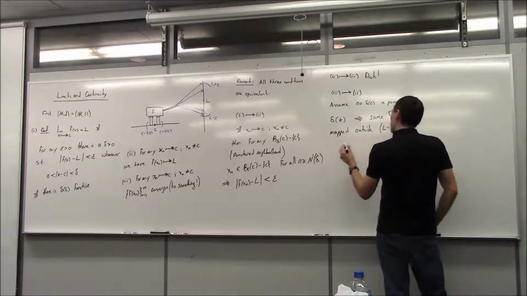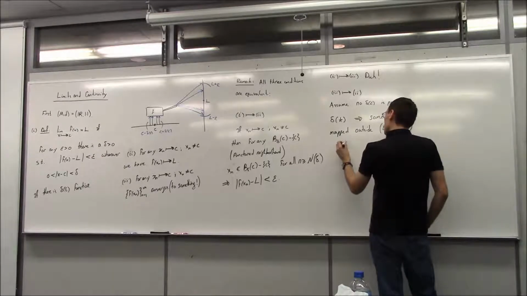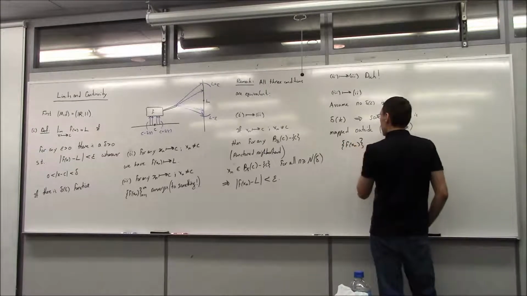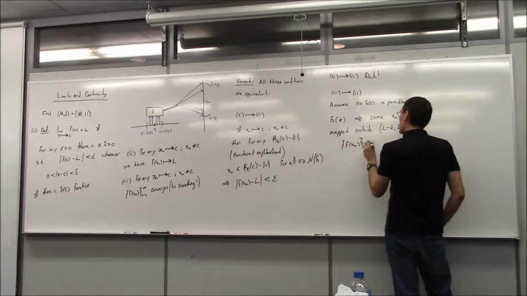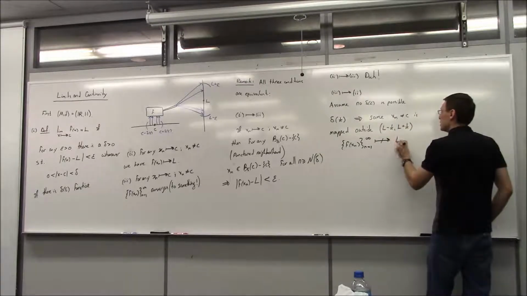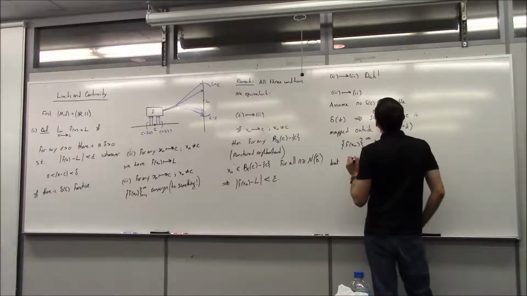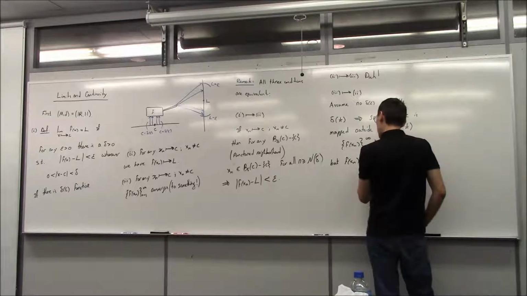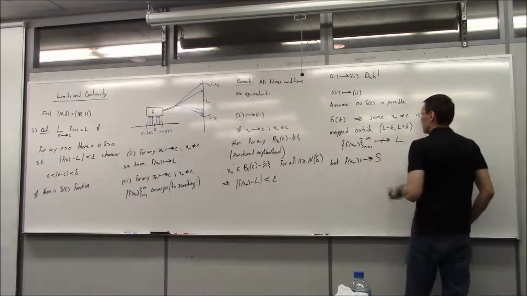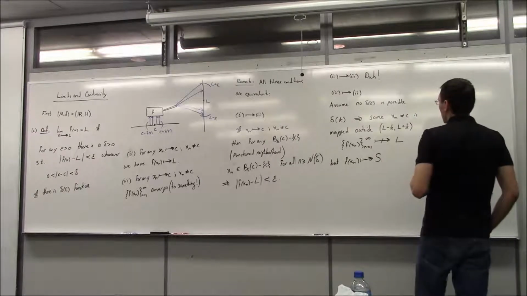What you have is that we have the sequence f of xn. f of xn does not converge to L, but converges to something, so let's say it goes to some number s.